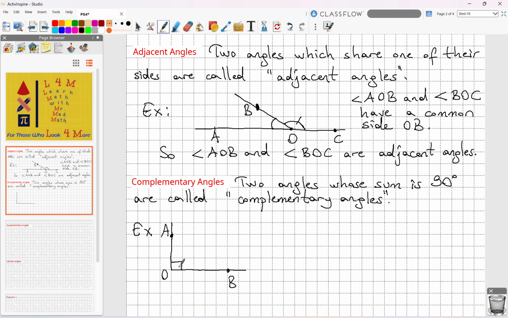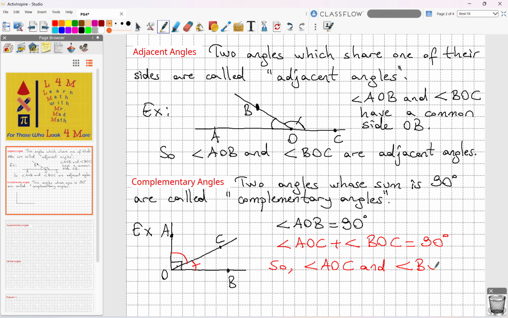Let's say that this is a 90-degree angle. It's a right angle. And now let's think about this ray, which is OC. Now look at the angles AOC and the angle BOC. Angle AOC plus angle BOC equals 90 degrees. So, angle AOC and angle BOC are complementary angles.